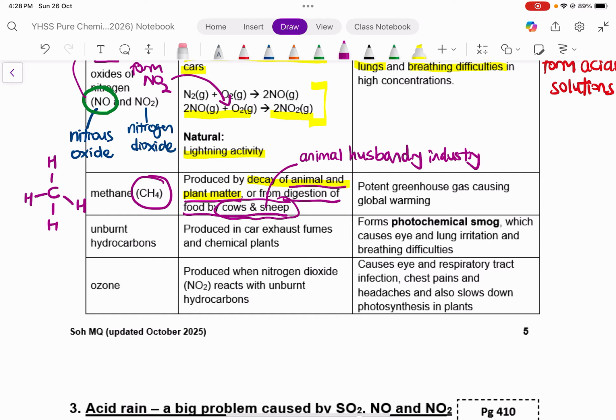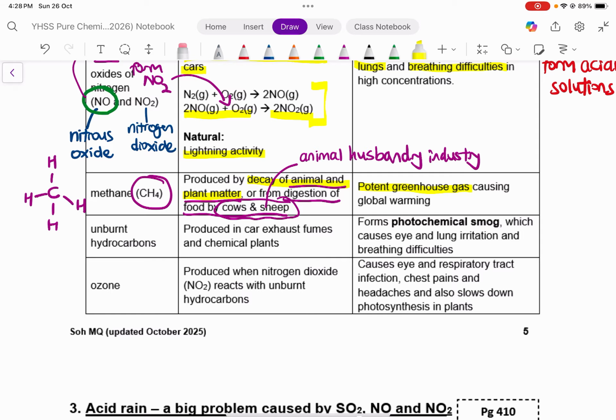Now, methane is a very potent greenhouse gas. It's a very powerful greenhouse gas causing global warming and climate change. So often we think about carbon dioxide as a greenhouse gas. However, methane is also a very, very potent and powerful greenhouse gas. In fact, methane is estimated to be more than 100 times more potent than carbon dioxide in causing global warming. So this is not to be ignored. There is more than one type of greenhouse gas.